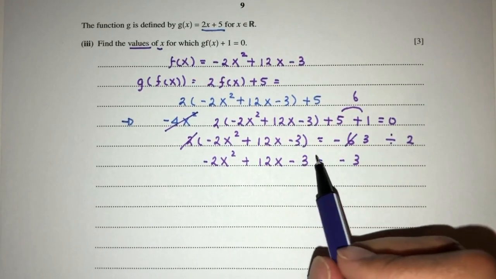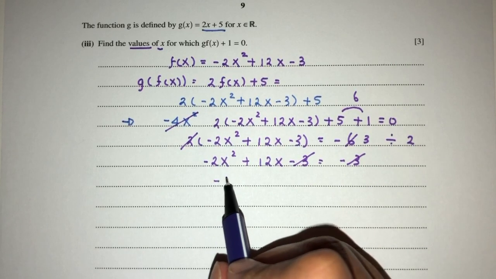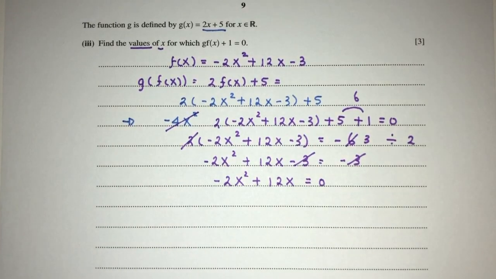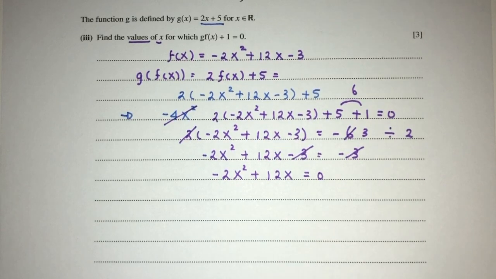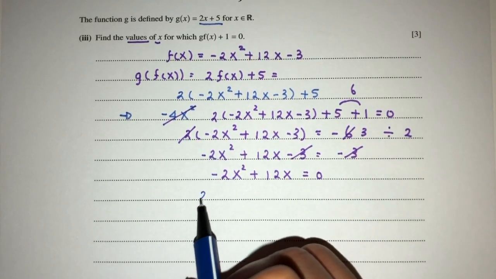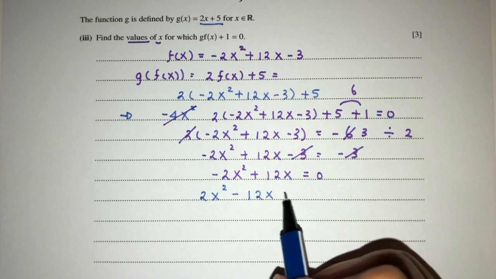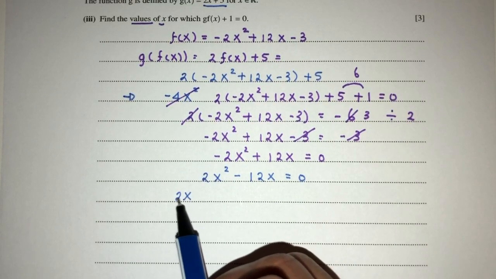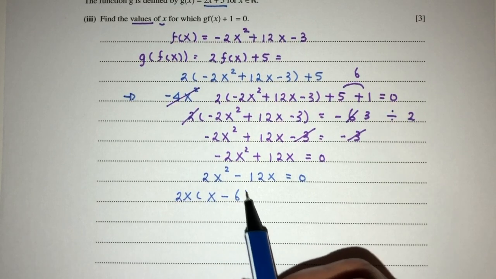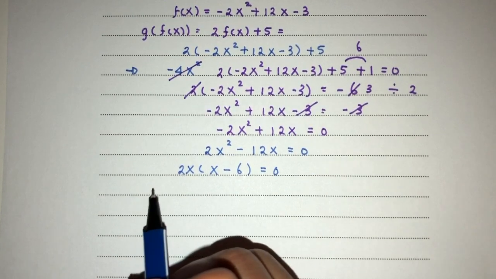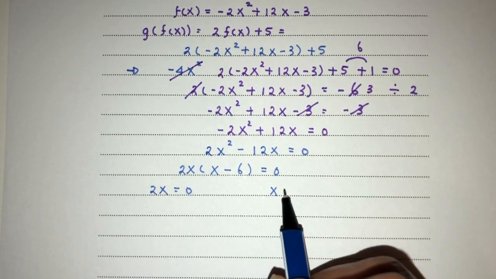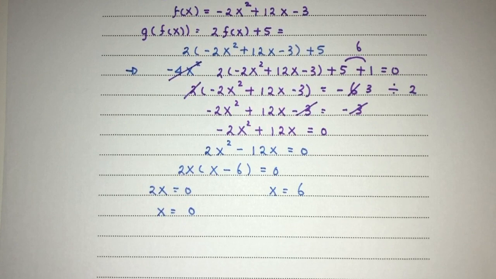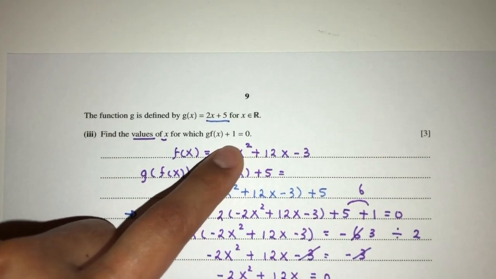Now obviously, you send this over here, they will cancel out. You will have minus 2x squared plus 12x equal to 0. Now, it is my personal preference, I don't like to work with a minus sign for my coefficient here. I can send everything to this side. So you will have 2x squared minus 12x equal to 0. Now, to find the values of x, let's try to factorize. I can take out the value of 2x. You will have x minus 6 equal to 0. So, here we have 2x equal to 0 and x equal to the value of 6. X can be 0 or x can be 6. So these are the two values of x for which this is true.